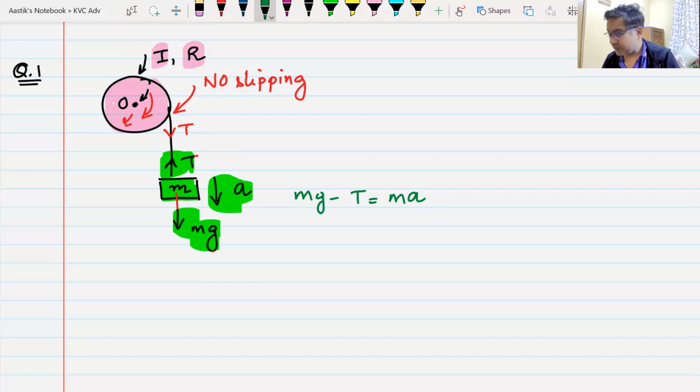What is the equation of this pink pulley? T into R is equal to I into alpha.